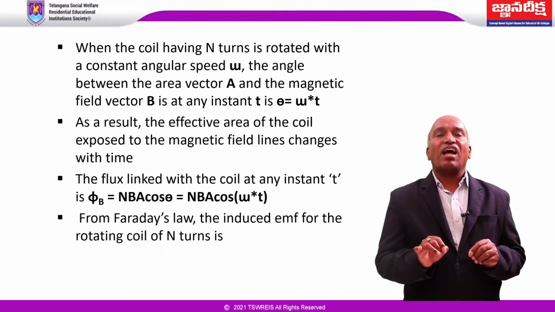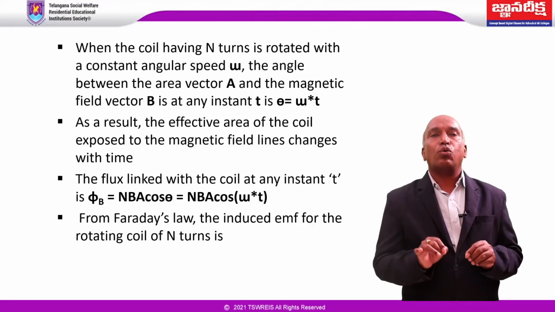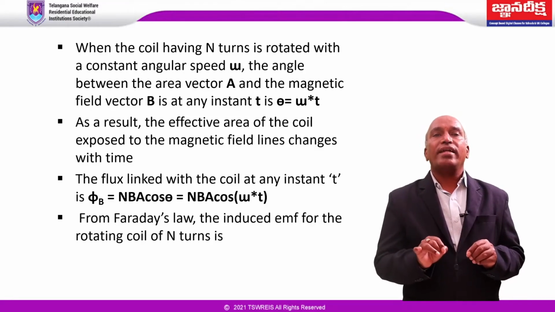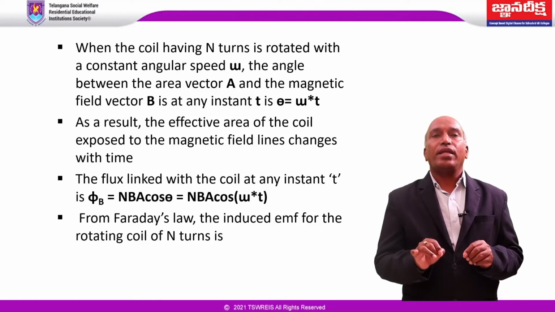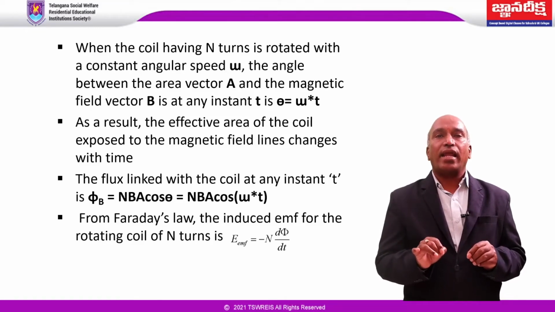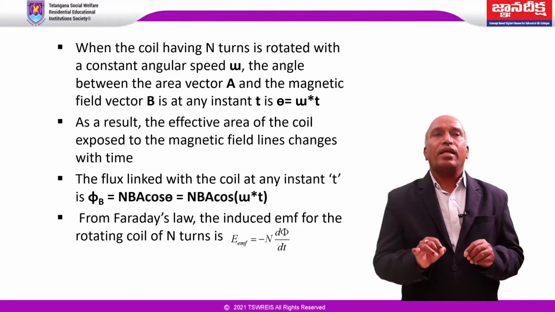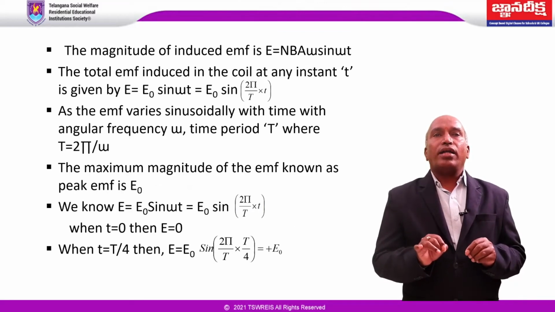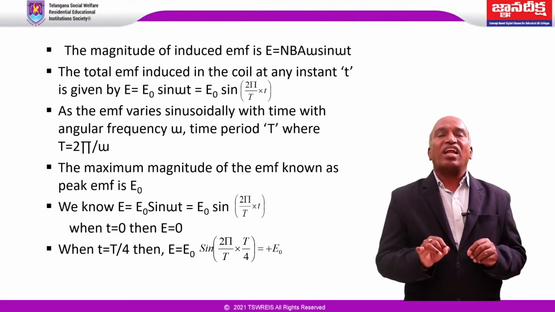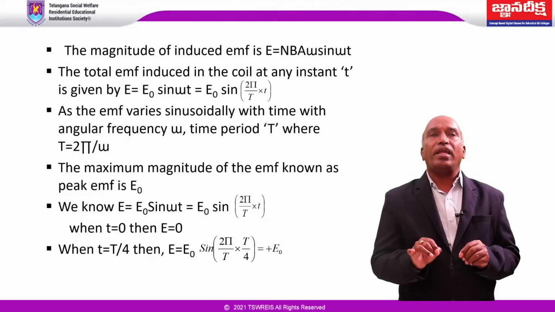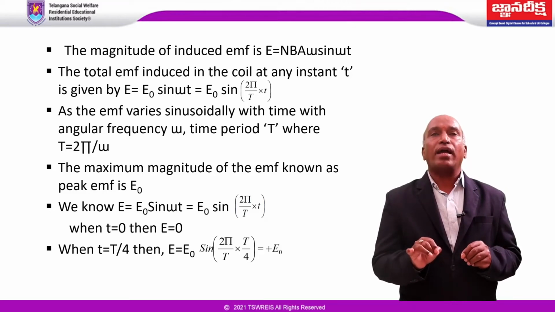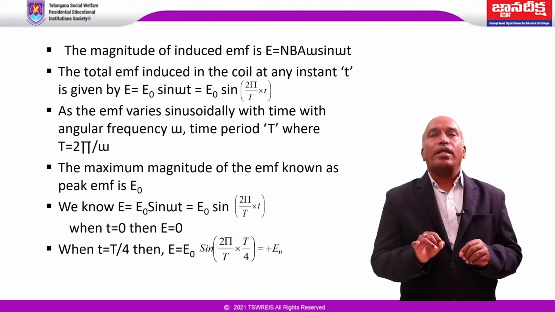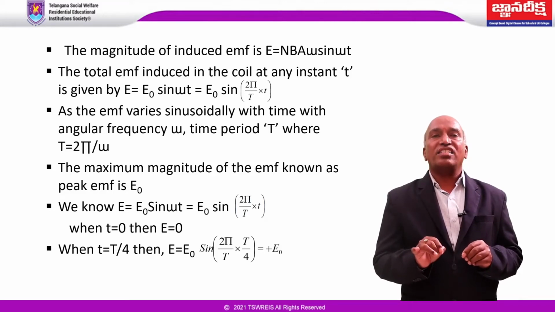From Faraday's law of electromagnetic induction, the induced EMF for the rotating coil of N turns is given by E equals minus N d phi by dt. The magnitude of the induced EMF is E equals NBA omega sine omega t. In this equation, NBA omega is the peak value of EMF. It is represented by letter E0.